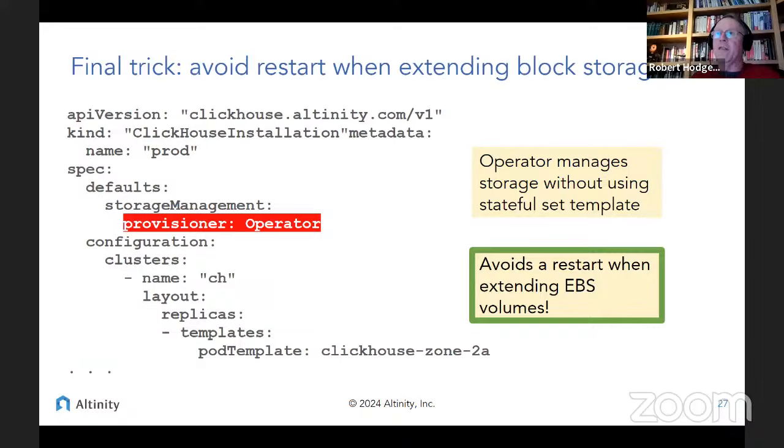And it takes advantage of the fact that cloud systems like EBS, Google Persistent Disk, they can extend even while they're attached to a VM. But Kubernetes kind of puts this roadblock in that it wants to restart the pod. And so we go around it to avoid that.